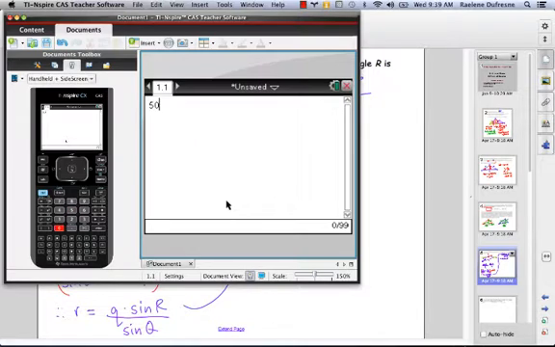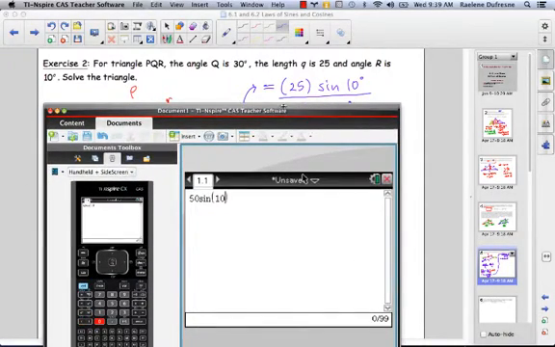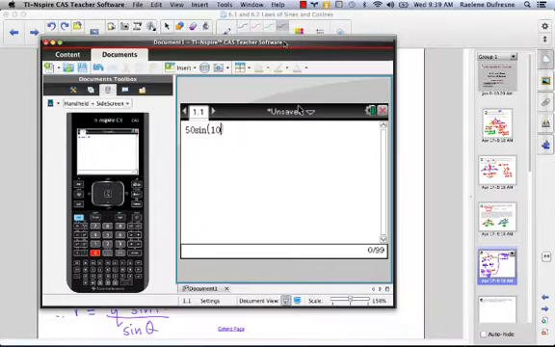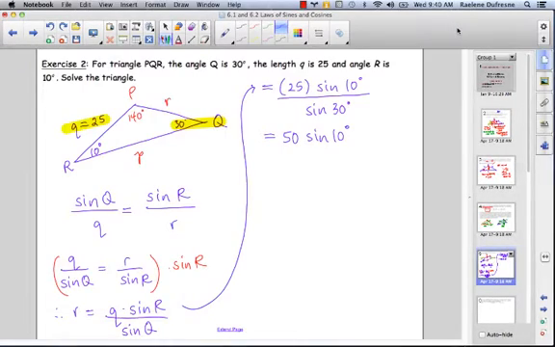So 50 times the sine of 10 degrees. Now I believe my calculator is in radian mode and I don't want to take the time to change it. So I'm going to manually convert 10 degrees into radians by multiplying by pi radians divided by 180 degrees. Of course, pi radians divided by 180 degrees is equivalent to 1. And when we convert this, we get 8.682. Let's just round to one decimal place unless otherwise specified. So we have approximately 8.7 units.